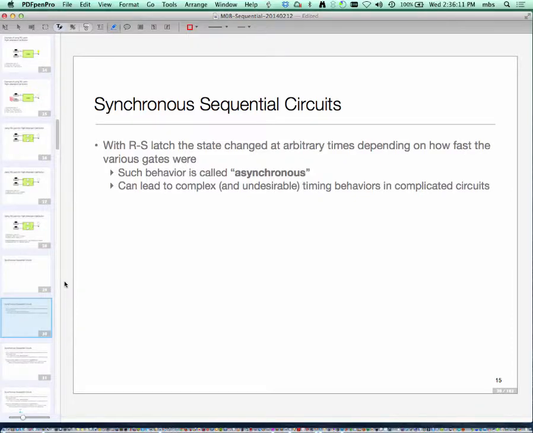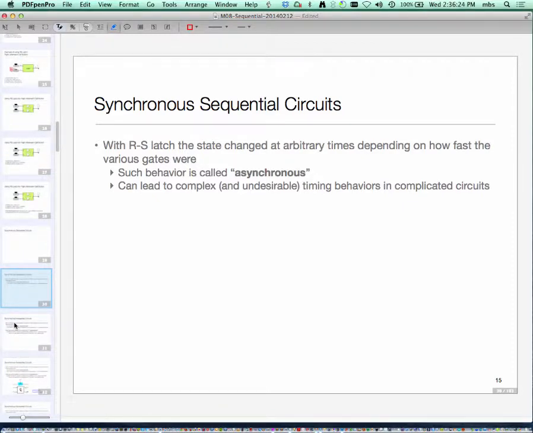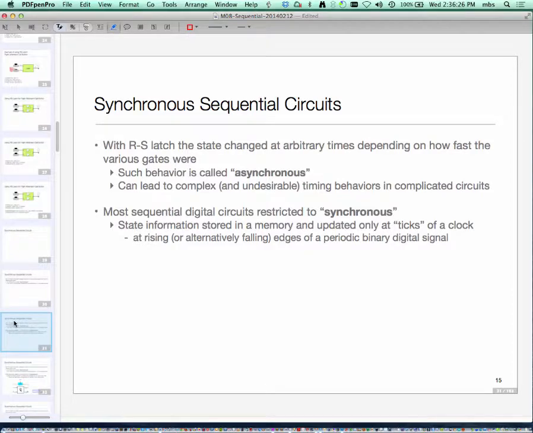Again, RS latches are very sensitive. Whenever R and S change, they are going to react to it. They are called asynchronous. It can lead to hard to debug behaviors and often bugs. So unless you really know very well what you're doing, most digital design is done in this synchronous fashion, where we update the state only when there is a clock tick and not outside that.